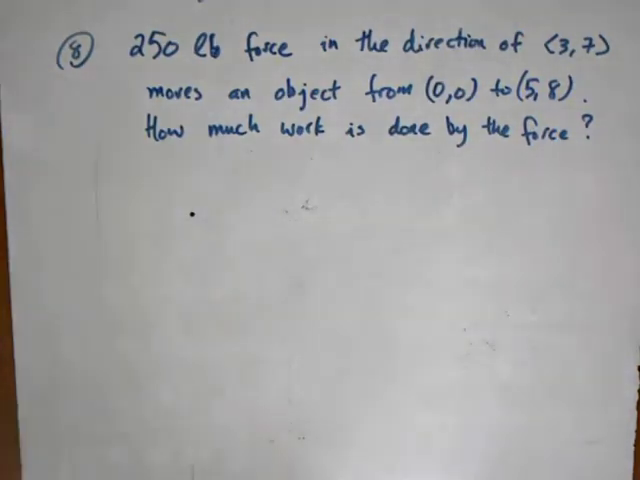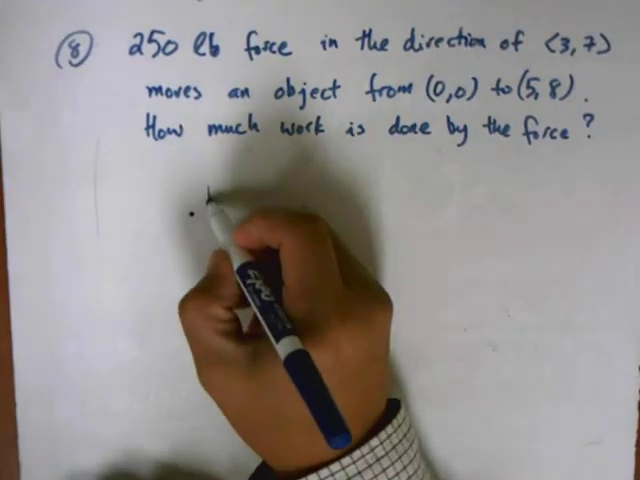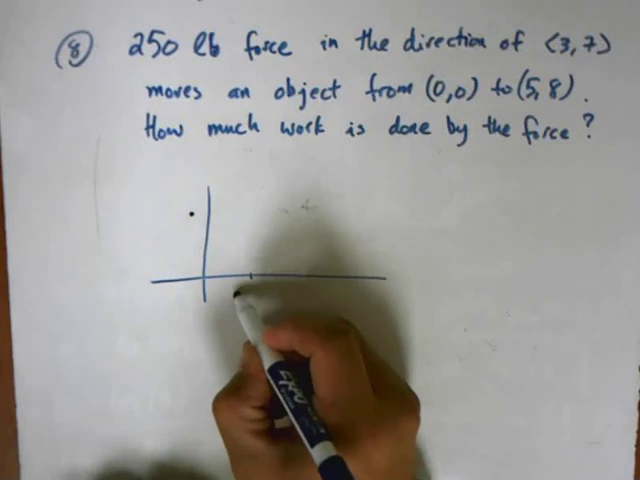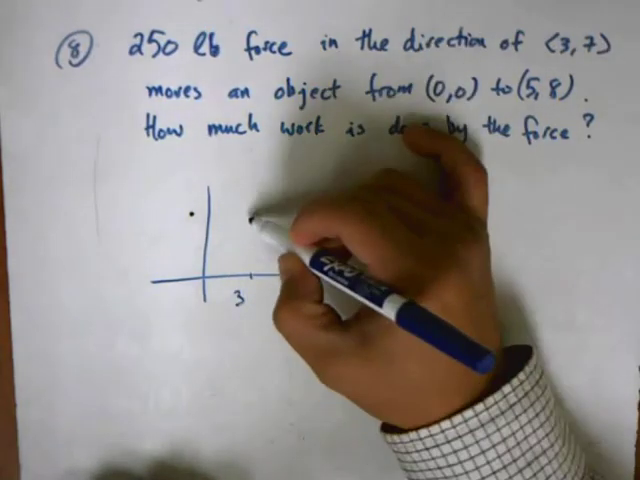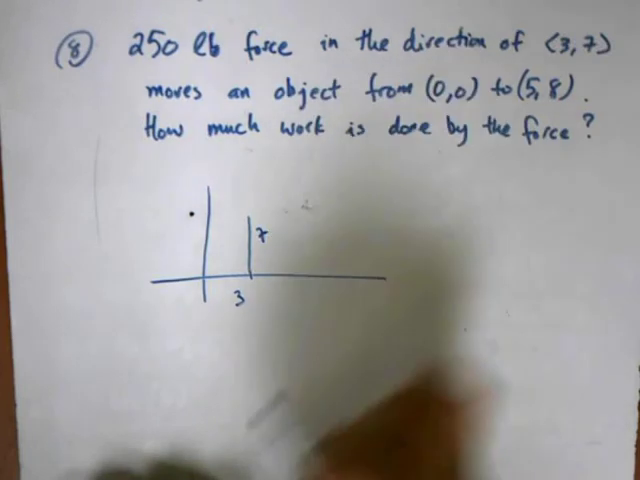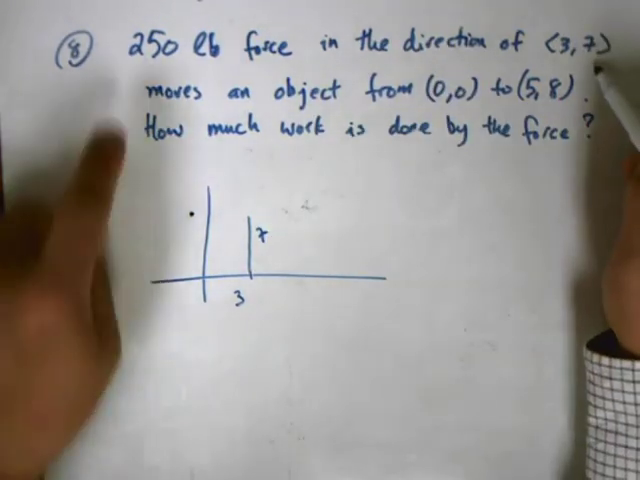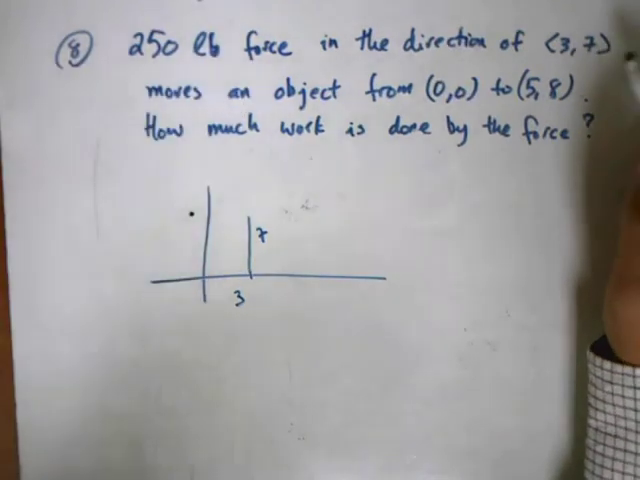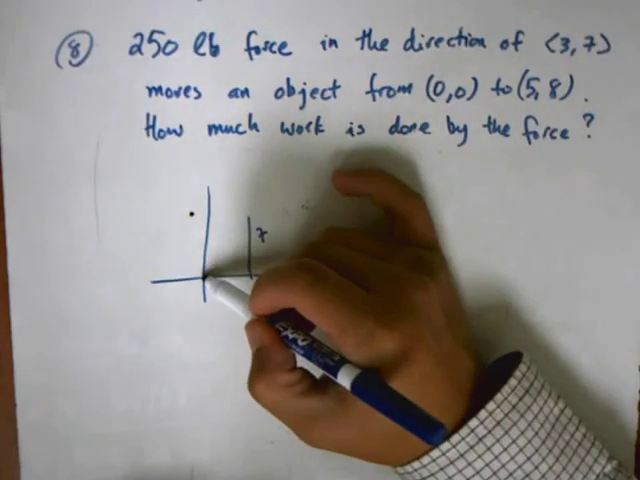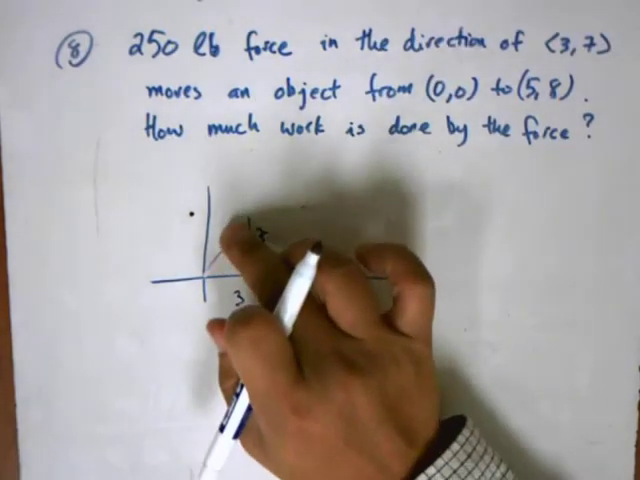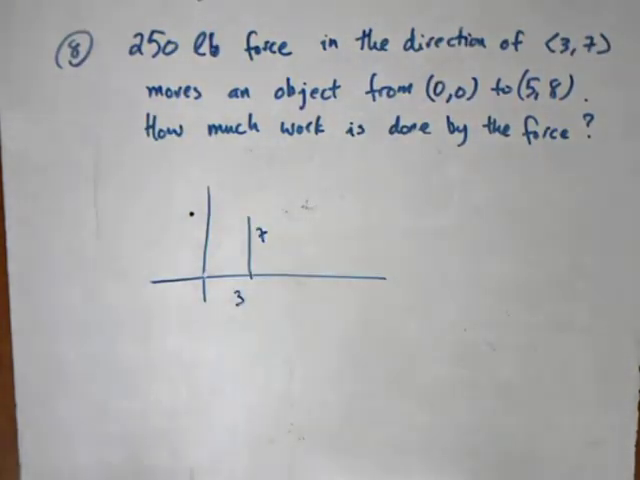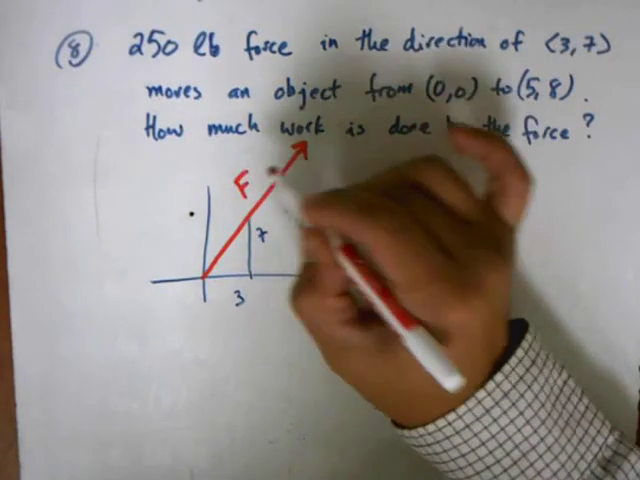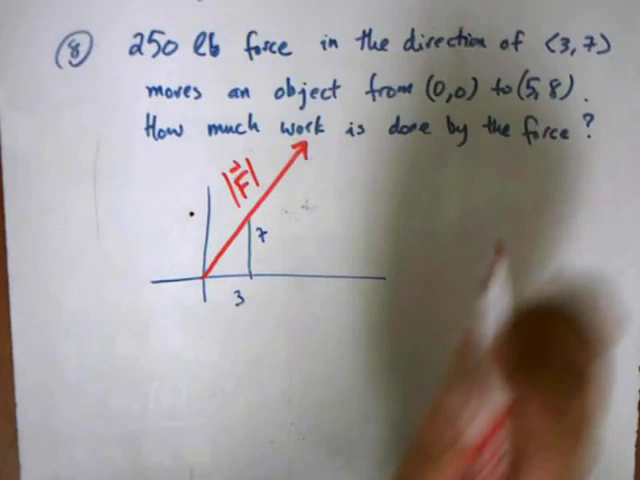Okay, so let's just sketch this out here. I have a 250-pound force in the direction of 3,7, so it's going 3 over 7 up. Okay, but keep in mind this is not the same vector as this one. The force vector and 3,7 are in the same direction. So you have this vector here. Let me use a different color to make this crystal clear. You have this vector here. Okay. We'll call this F.